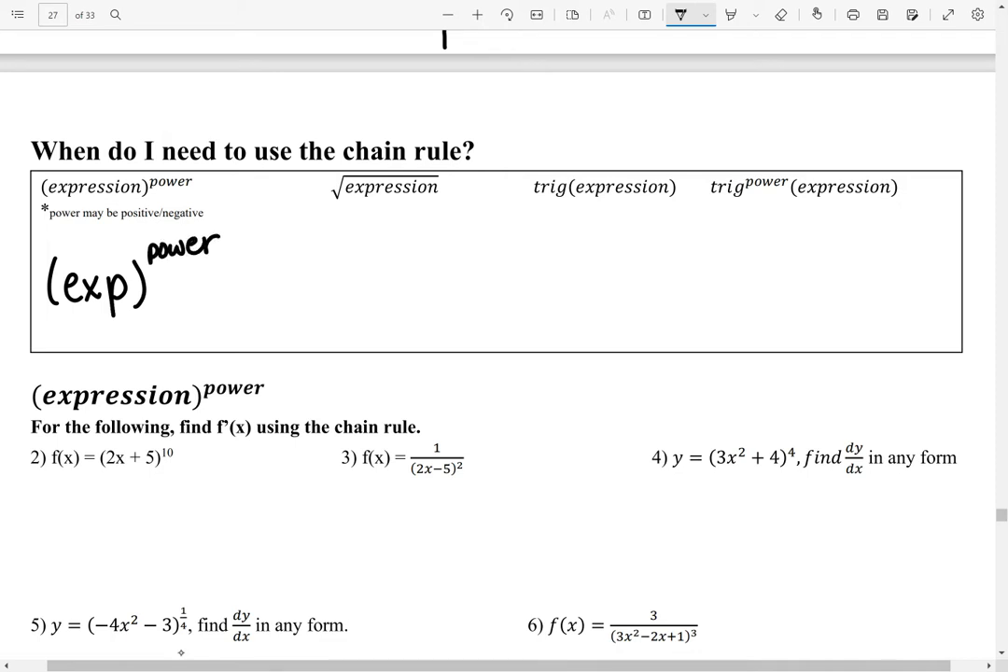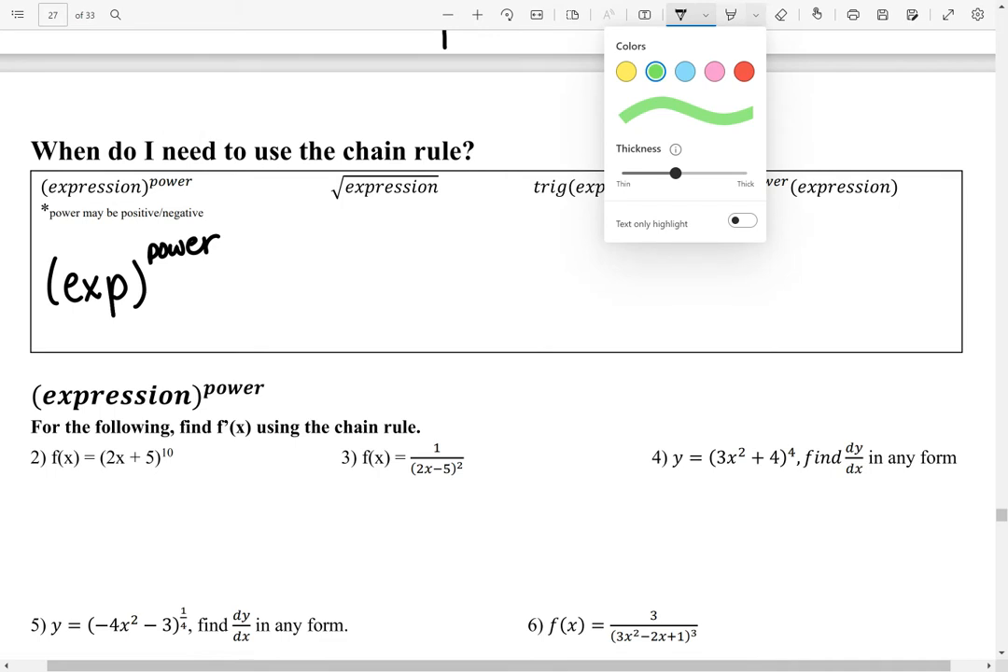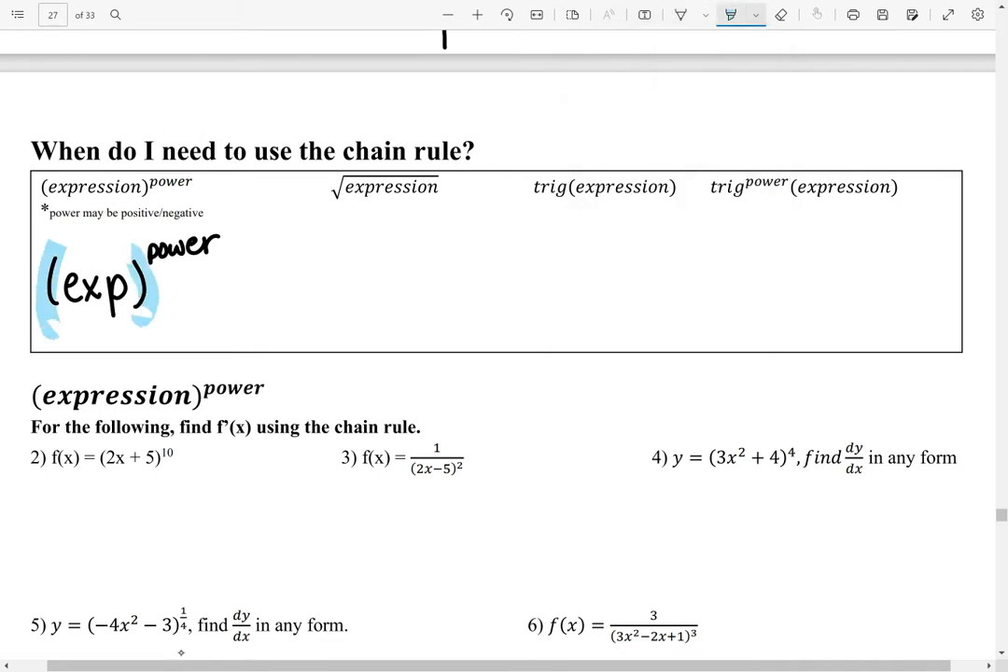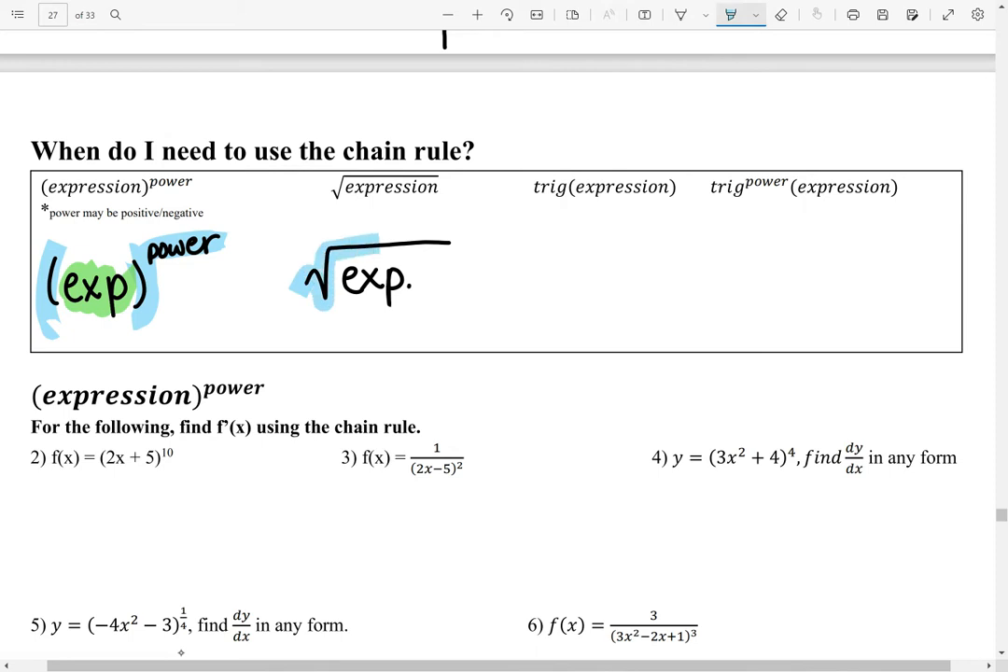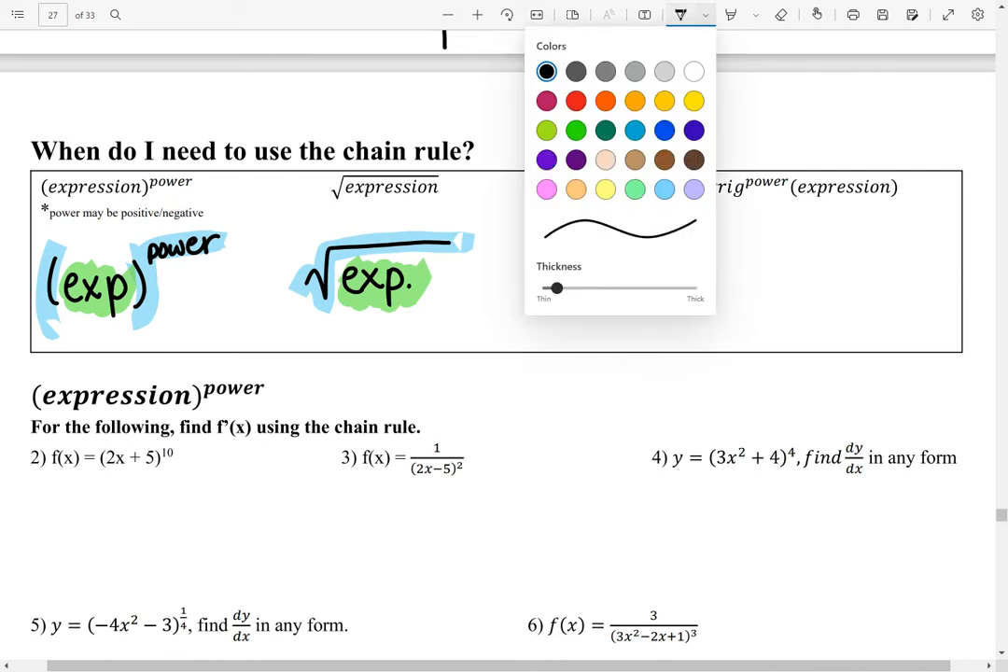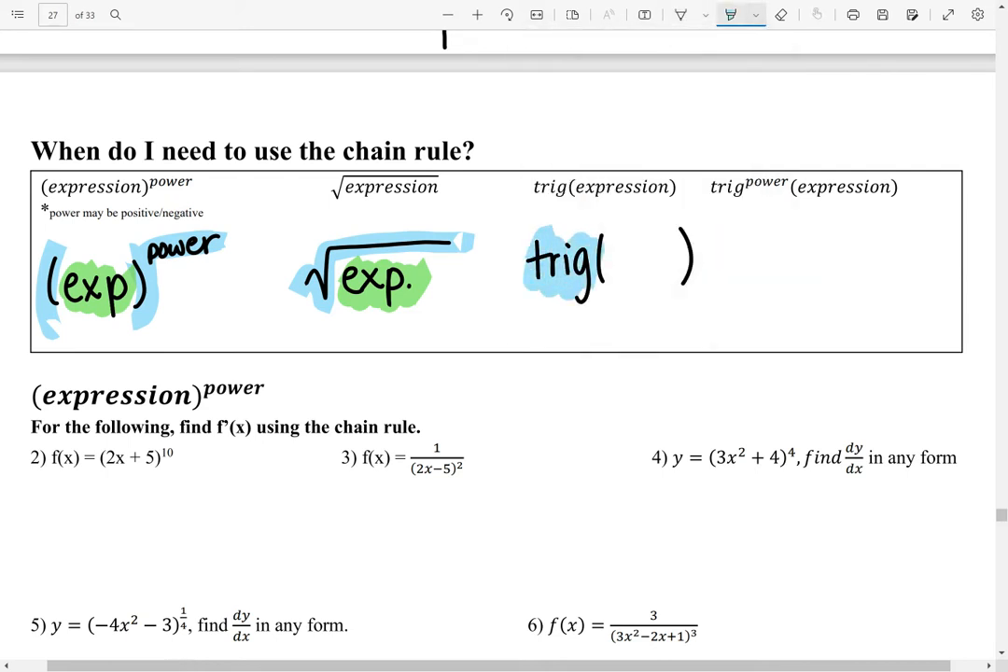Well, that is like the example we just did, where we had 2x plus 5 raised to the third power. So there, the outside function will be the parentheses to the power, and the inside function would be the expression. Whenever we have a root of an expression, the outside function is the root. The inside function is the expression. Whenever I have a trig expression like sine, cosine, or tangent, my trig function is the outside function. And my inside function is the expression.